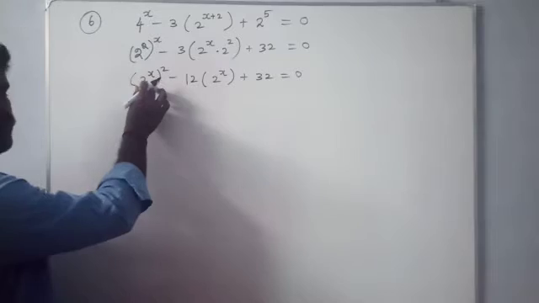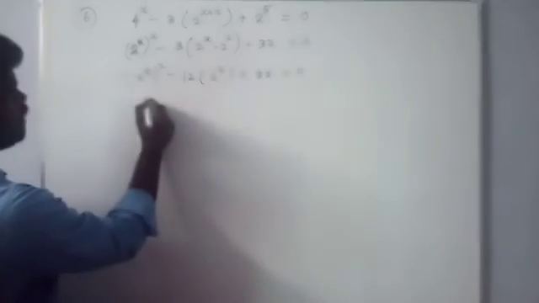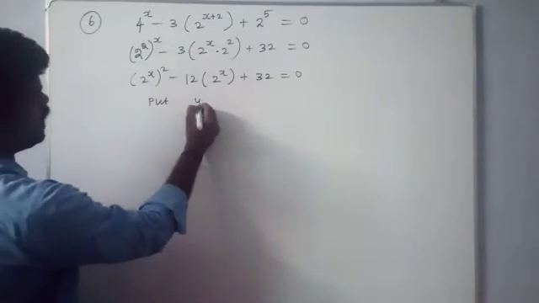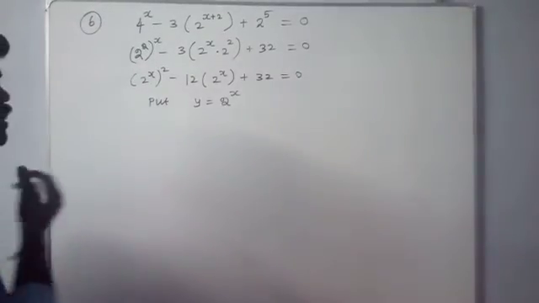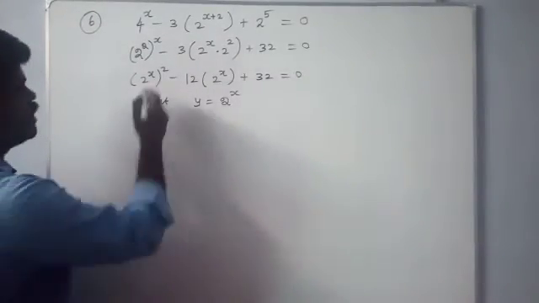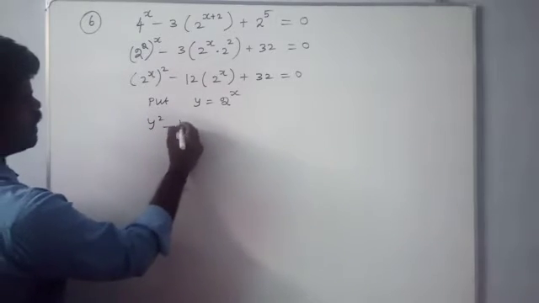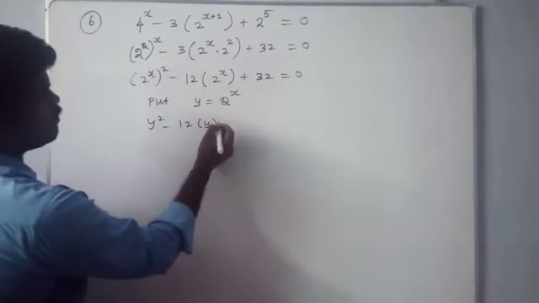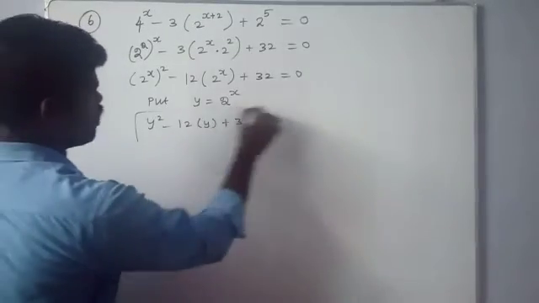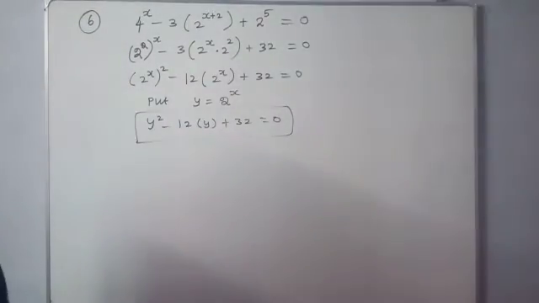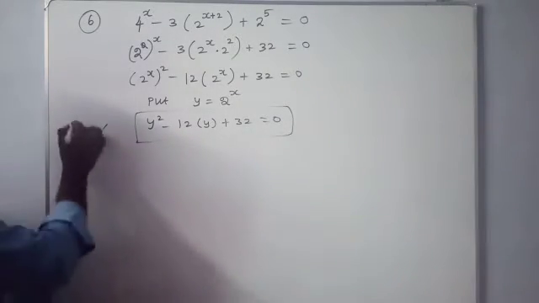Now we want to replace 2 power x by y. So put y is equal to 2 power x. Now y squared minus 12 into y plus 32 equal to 0. This is the quadratic equation and we want to solve it.